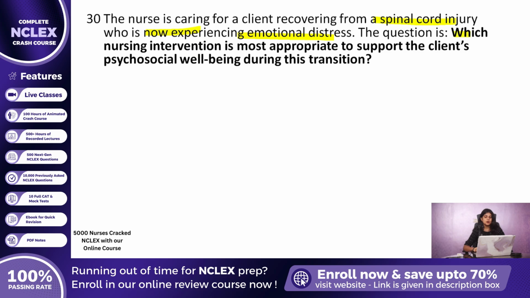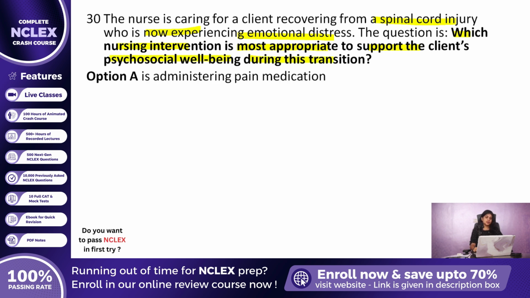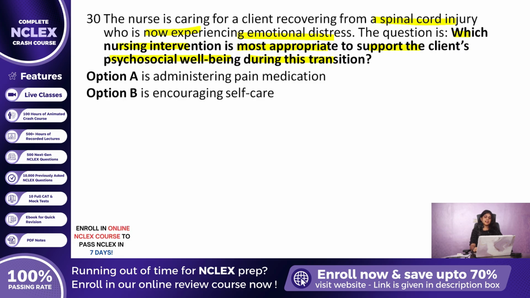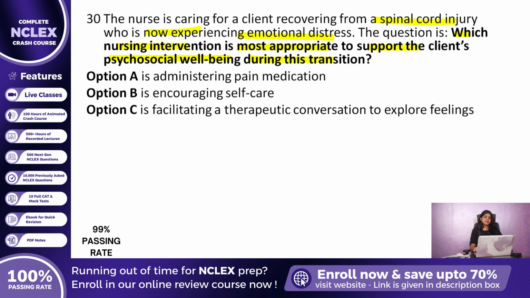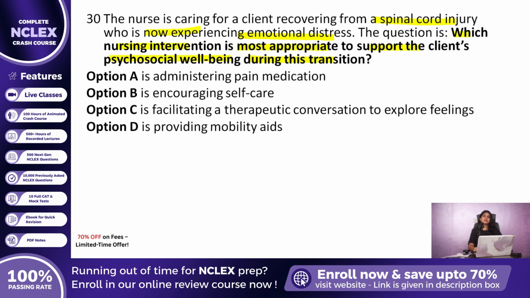The question is, which nursing intervention is most appropriate to support the client's psychosocial well-being during this transition? Here are the options. Option A is administering pain medication. Option B is encouraging self-care. Option C is facilitating a therapeutic conversation to explore feelings. And option D is providing mobility aids. The correct answer is option C, facilitate a therapeutic conversation.